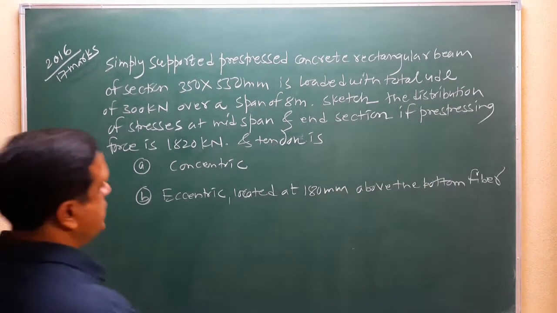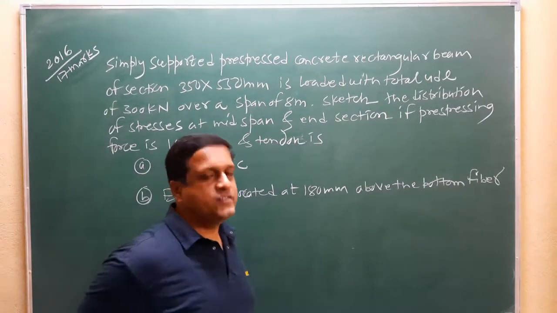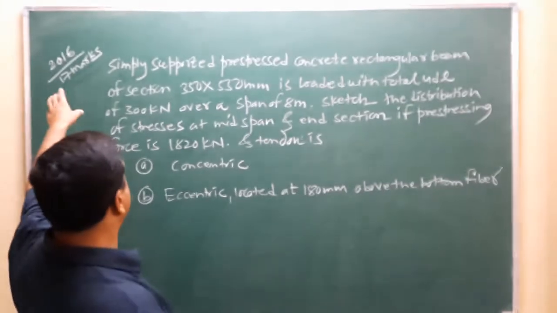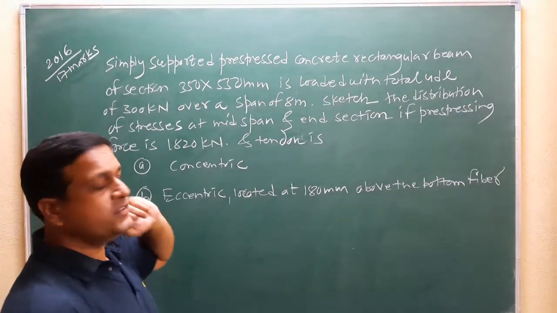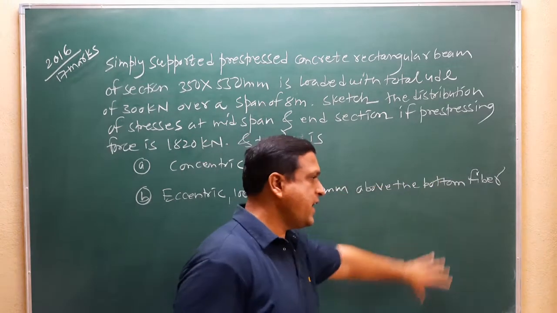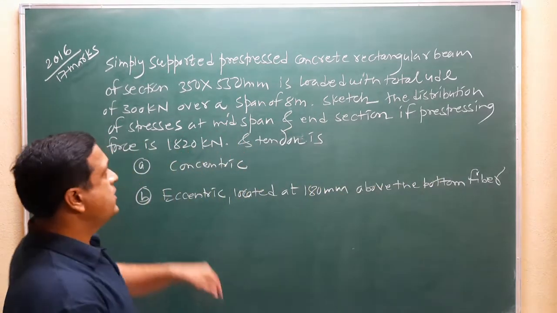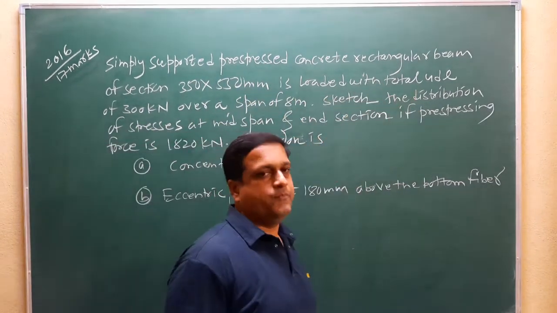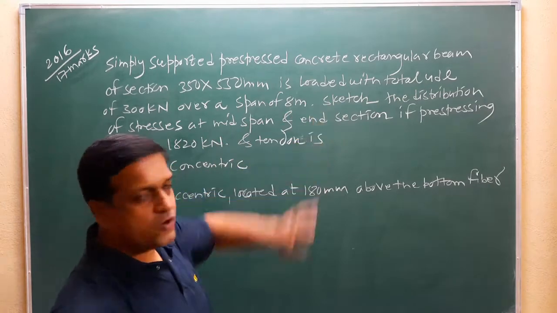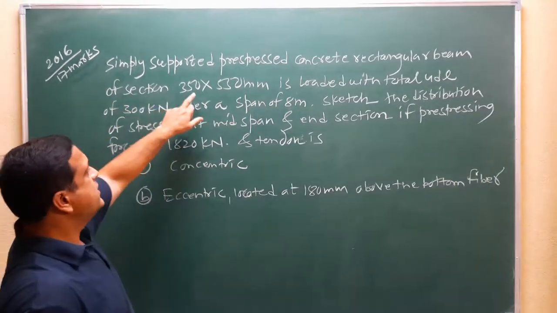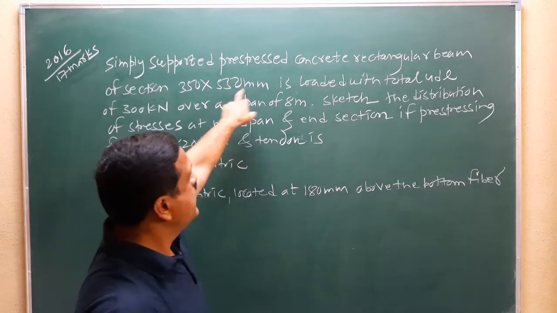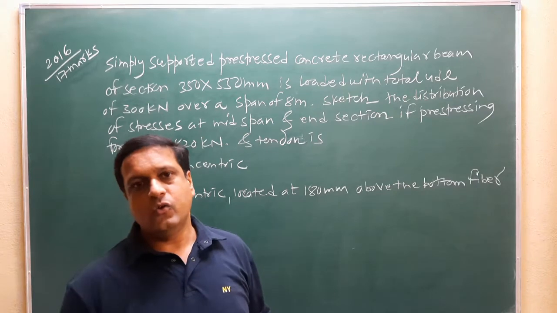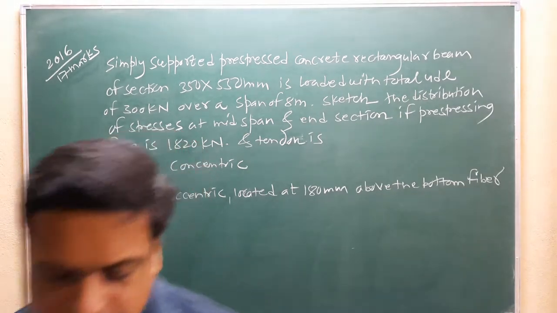Now I am going to solve one problem related to that stresses calculation. This question was asked in November 2016 for 17 marks. First I will read it and then tell you how to solve it. A simply supported pre-stressed concrete rectangular beam of section 350 mm by 550 mm is loaded with a total UDL.